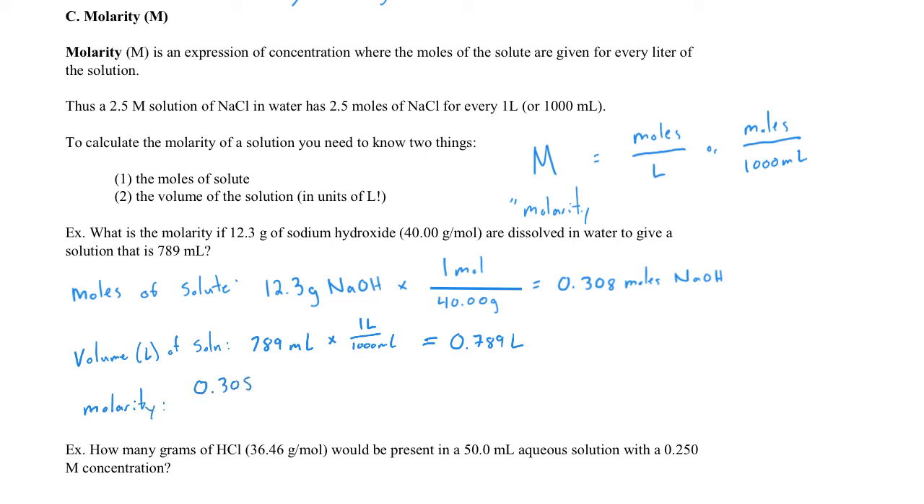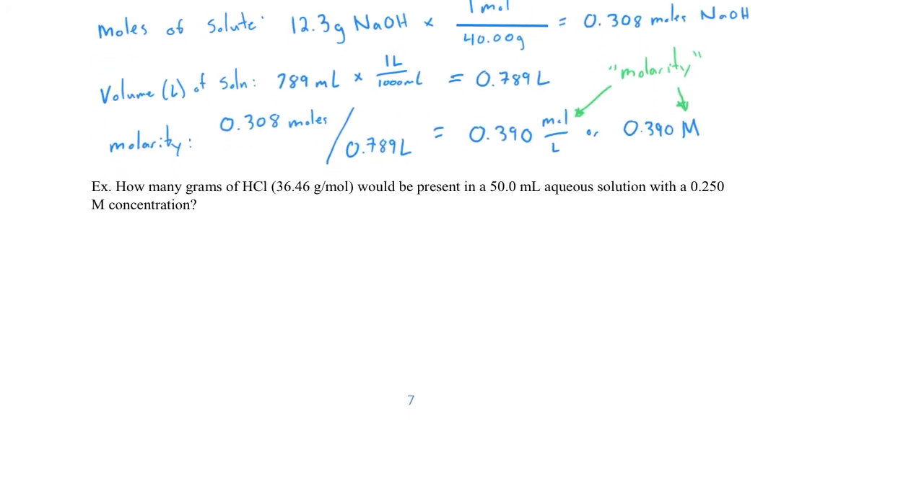Now I can go ahead and calculate the molarity. I divide our moles of solute by the volume in liters of the solution. So it's 0.308 moles divided by 0.789 liters. I get 0.390 moles per liter this way. We can rewrite this as 0.390 with a capital M there, because moles per liter equals molarity. These are one and the same. But it's okay to also write moles per liter as well.